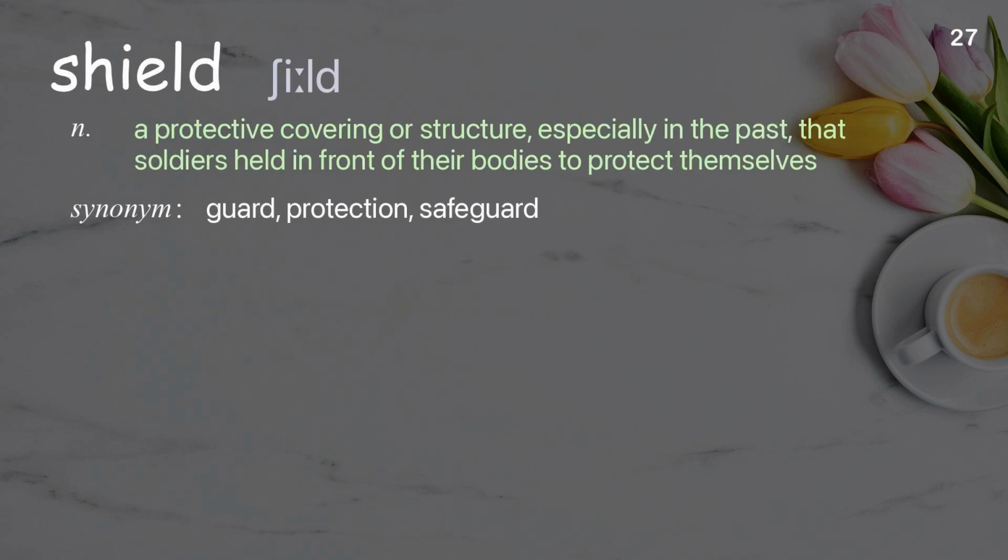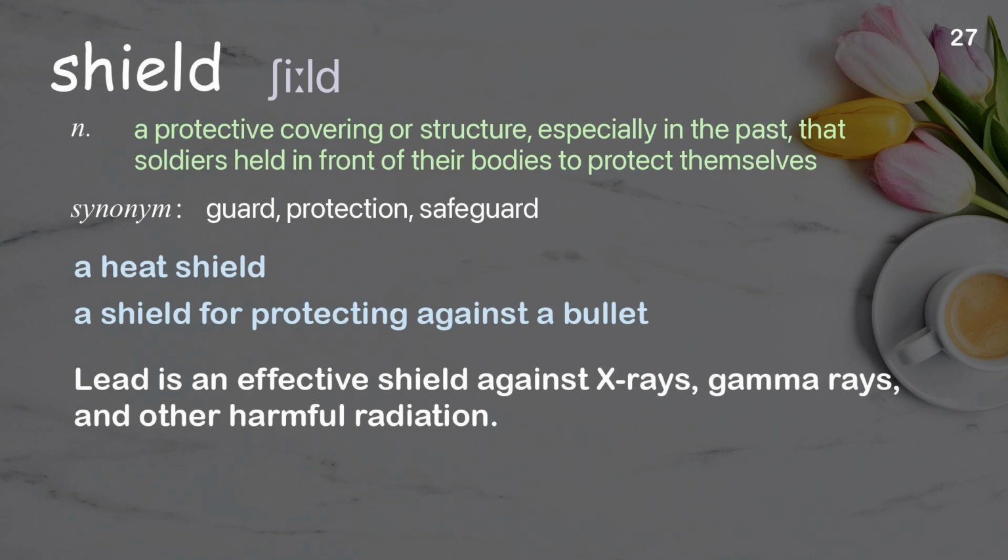Shield. A protective covering or structure, especially in the past, that soldiers held in front of their bodies to protect themselves. Examples: a heat shield. A shield for protecting against a bullet. Lead is an effective shield against X-rays, gamma rays, and other harmful radiation.